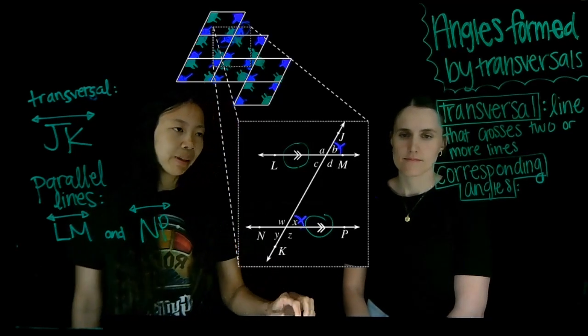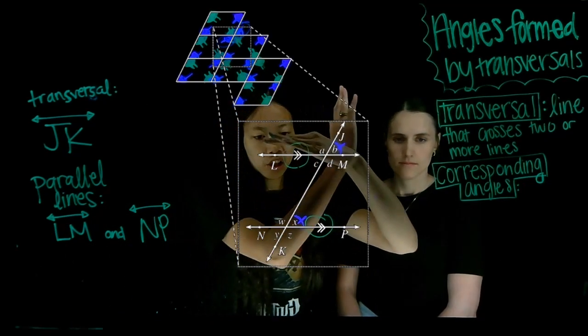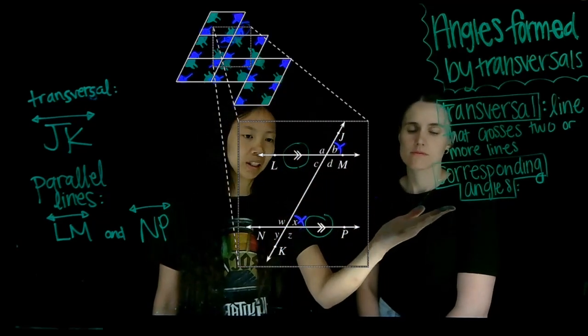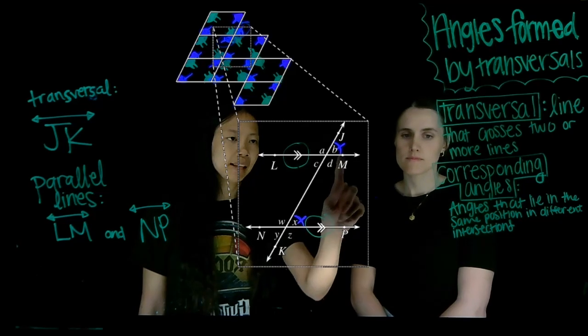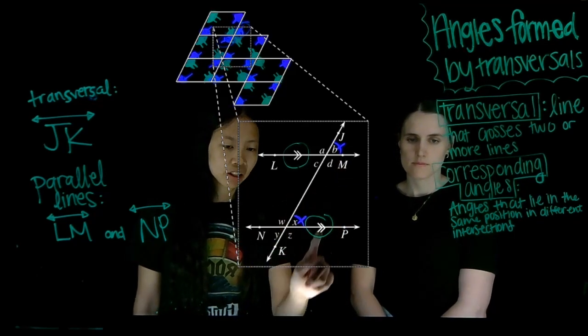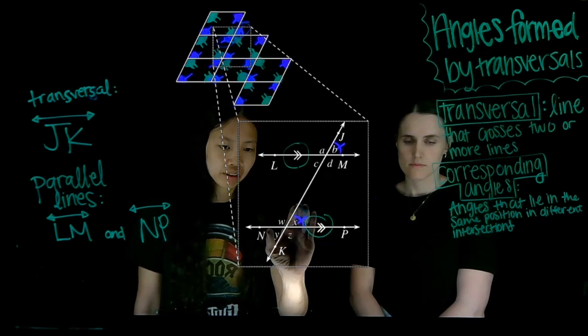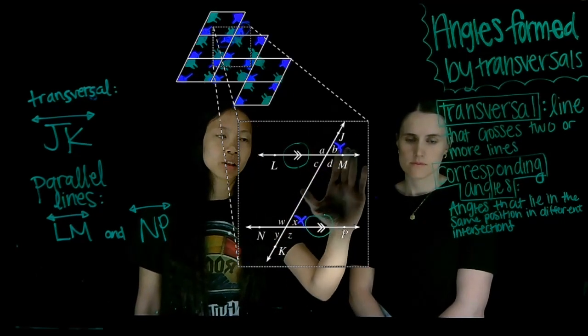A special name that we like to give angles that are in the same spot but on different intersections is corresponding angles. So X and B are considered corresponding angles because they lie in the same position at different intersections. Another way to look at this is X is in the top right corner of this intersection down here, and B is also in the top right corner of this intersection, so they are considered corresponding angles.